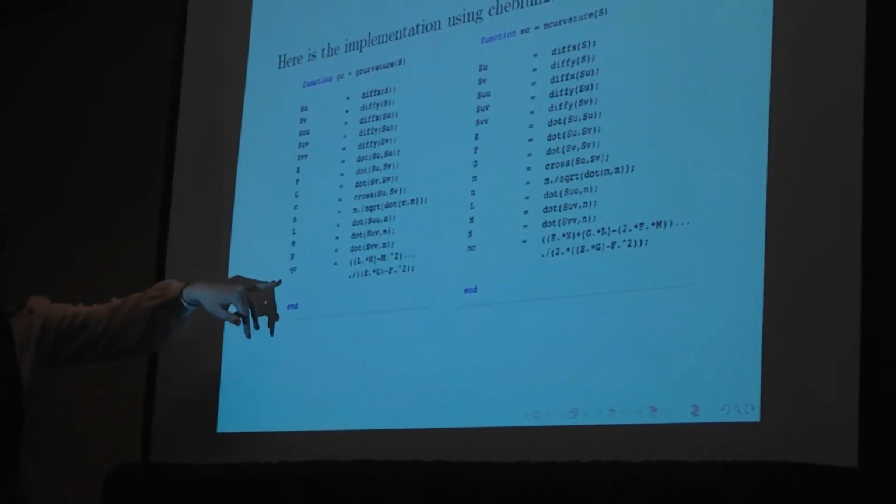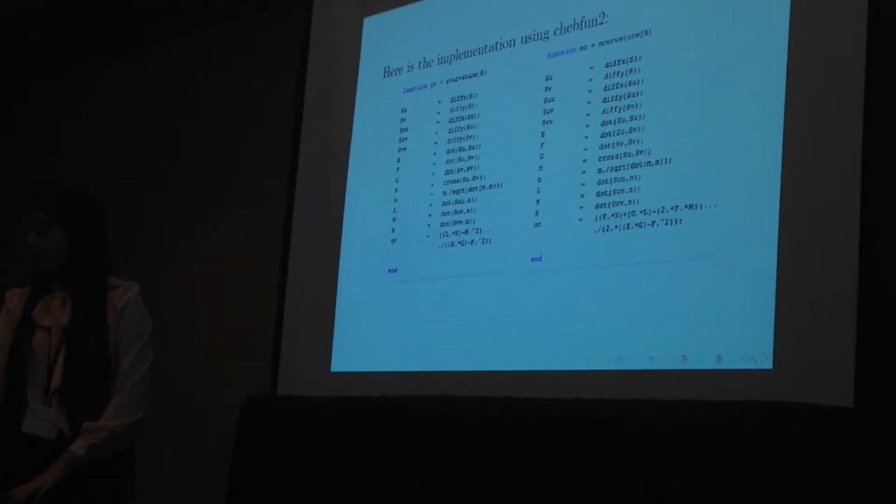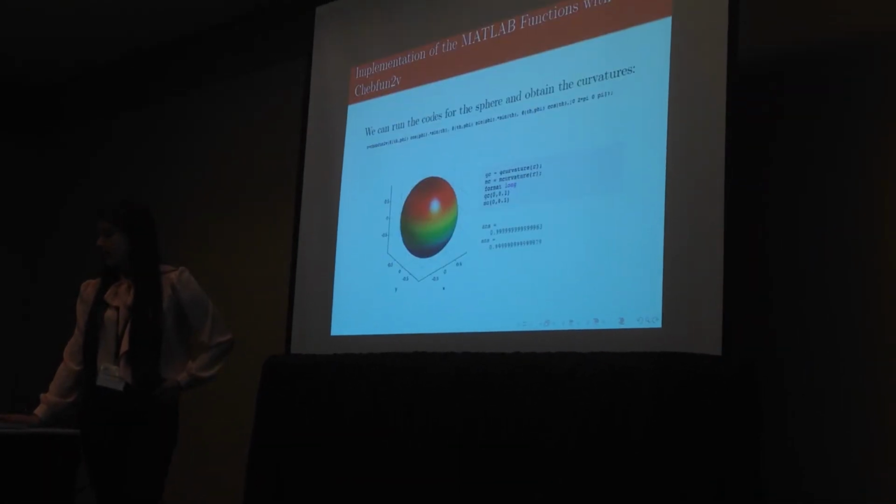And here, these are just the equations you saw earlier. This is Gaussian curvature, and then mean curvature. So you can run these in MATLAB and see their accuracy.